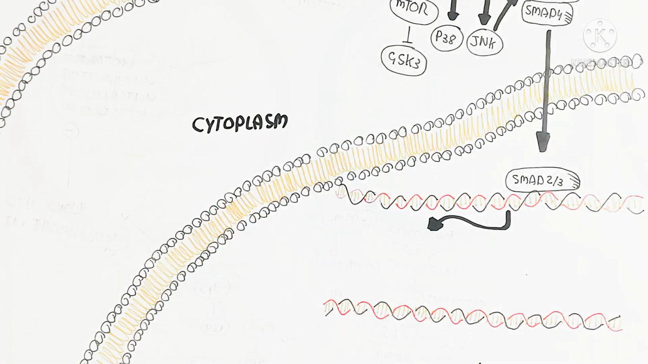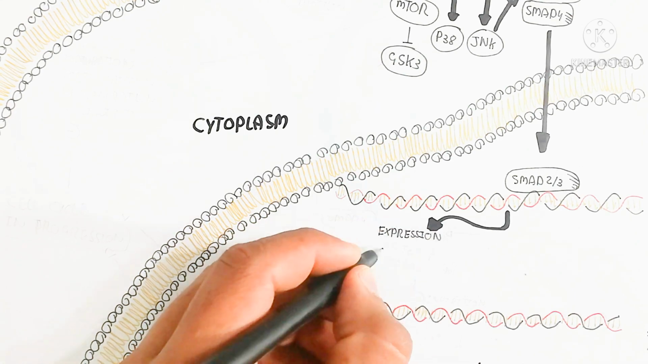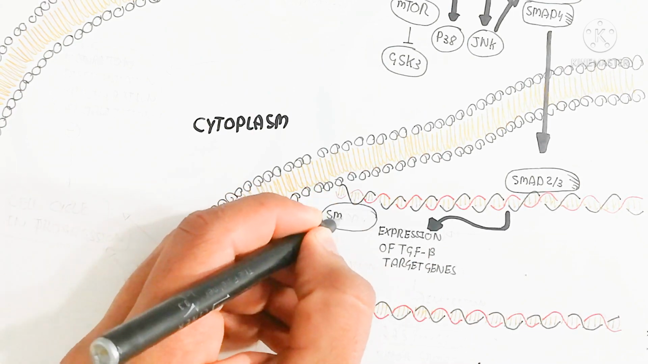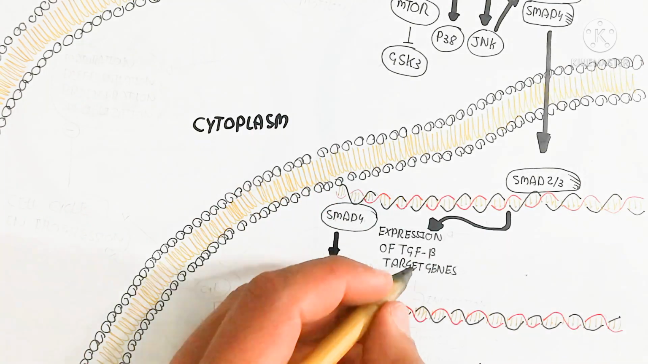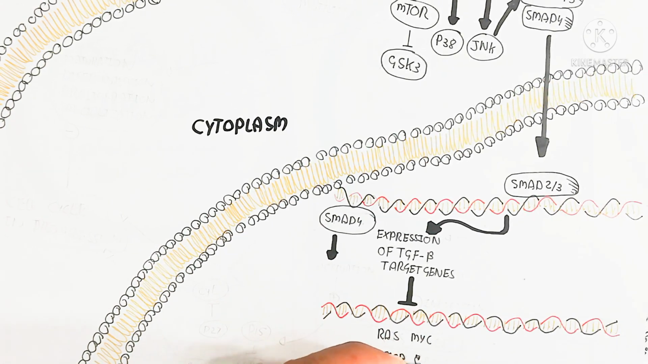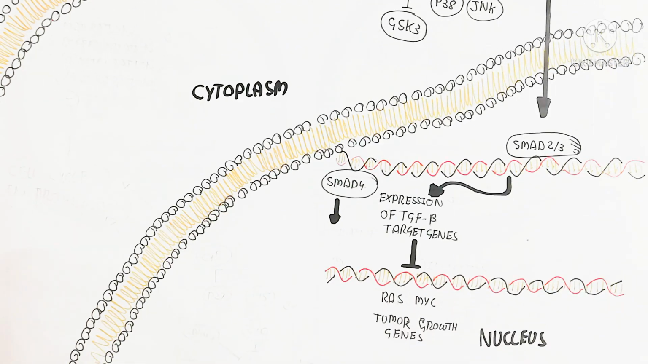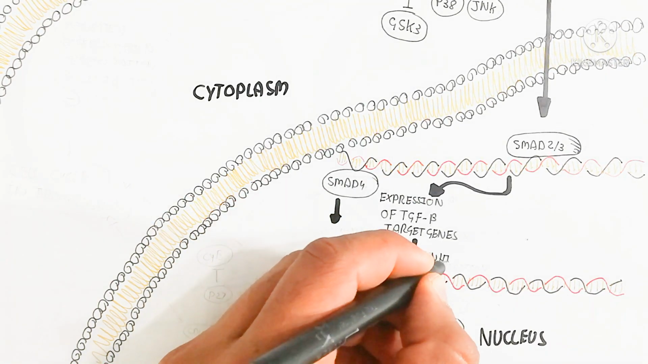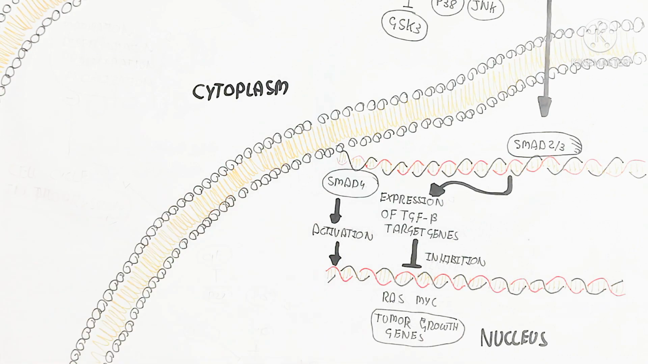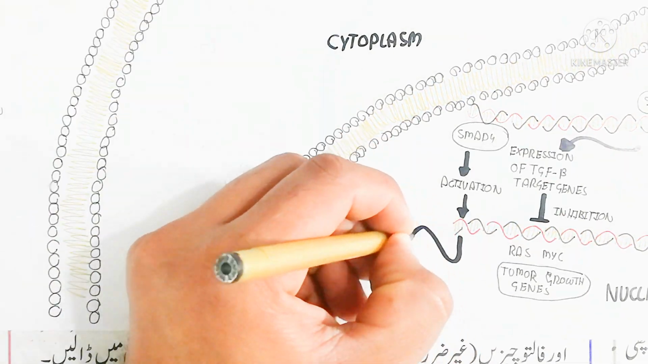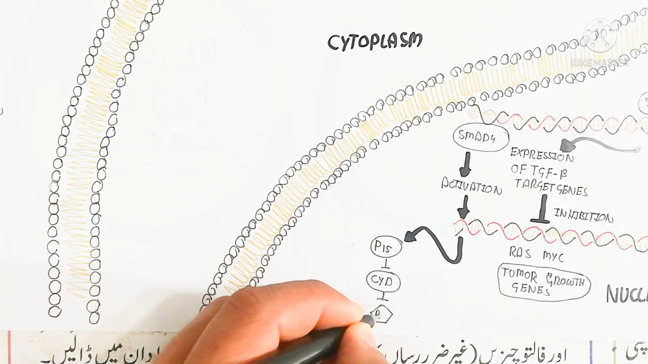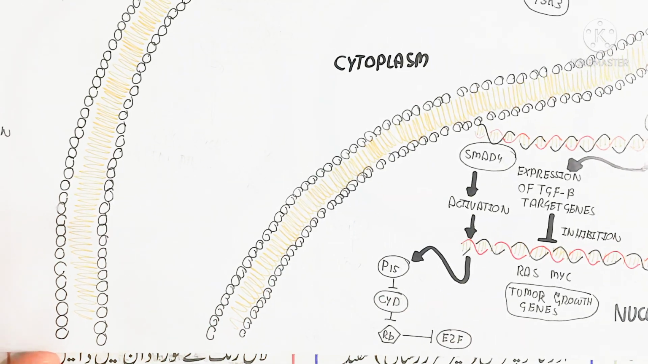And after this, on the other hand, there is the PI3K and AKT and mTOR pathway. mTOR will inhibit the glycogen synthase kinase 3. And here is SMAD2 and 3, which express the TGF-beta target genes, for example, RAS and MYC. These target genes, RAS and MYC, are tumor growth genes, which will be inhibited. This is the down regulation, but here SMAD4 is used for the activation of p15 and p27.